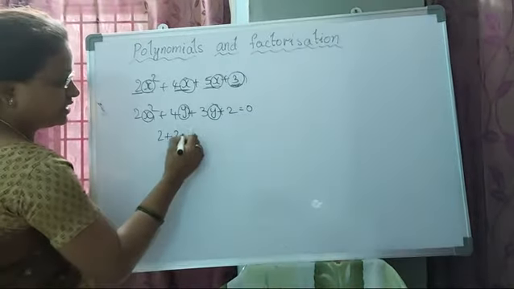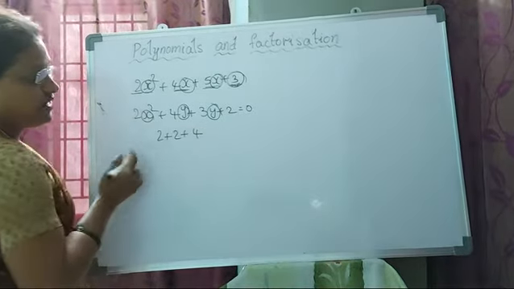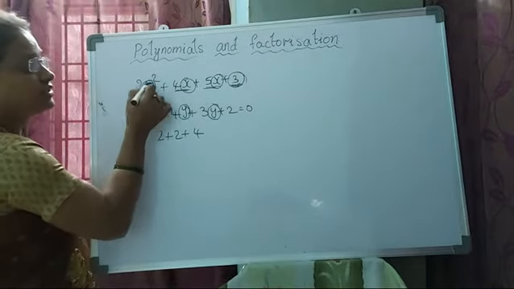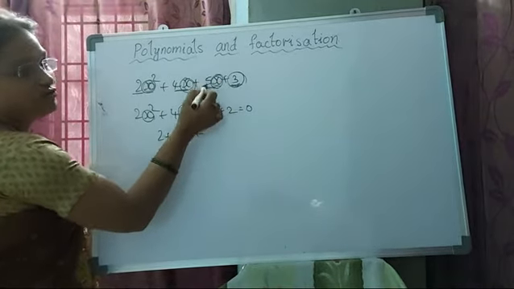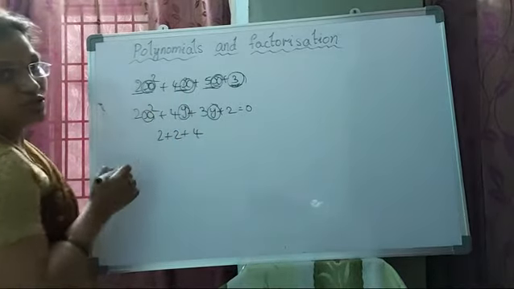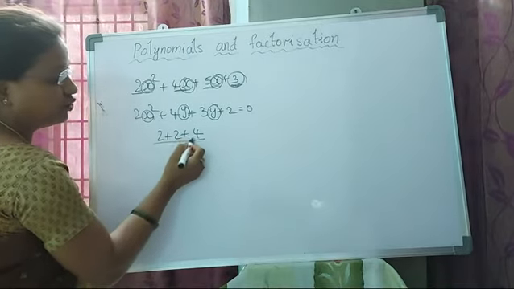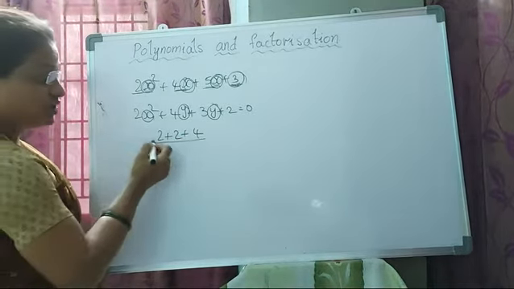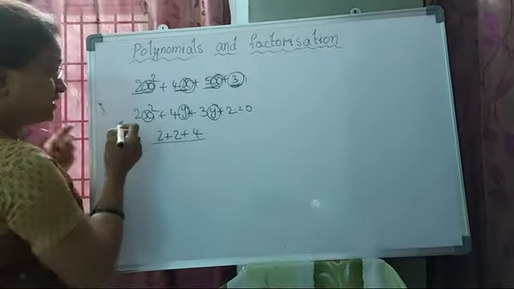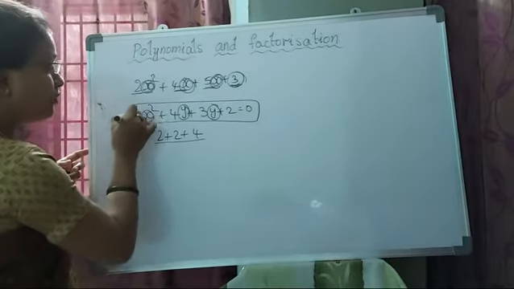If you write only numbers, we call it a numerical expression. An algebraic expression means it should have at least one variable. If it has a variable, we can say that it is an algebraic expression. This is a numerical expression because we are having only numbers. Here, this is an algebraic expression and we call it a polynomial also.